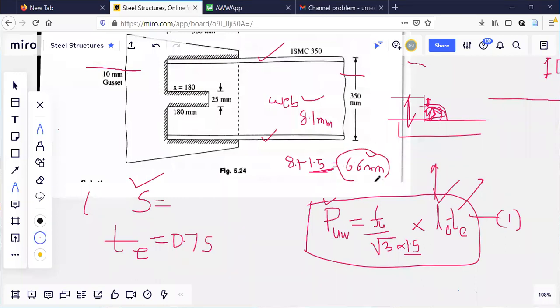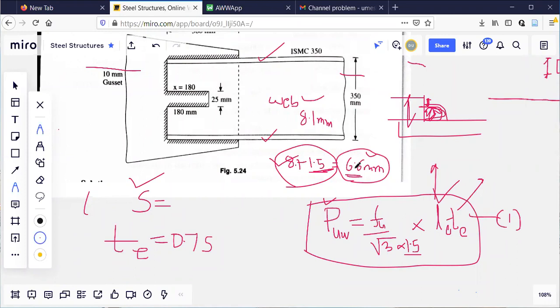But welds are not connected in this way. The fabricator will not understand if you tell him 6.6. You have to tell him 6 mm, 8 mm, 10 mm, like that only. He will not follow 6.6. It is not possible at the site. So the maximum I can provide is this. I cannot provide 7 mm or 8 mm because this condition is there. So web thickness minus 1.5 mm, 6.6, is the maximum size.